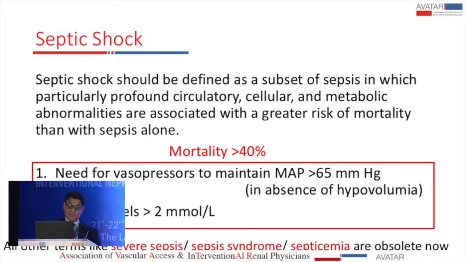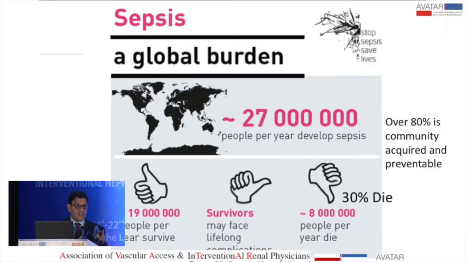Now, what is septic shock? Septic shock was defined as that subset of patients of sepsis who have 2 of these criteria. That means, 1, a need for vasopressors to maintain a mean arterial pressure of over 65, and 2, lactate levels of more than 2. If these 2 criteria are fulfilled, he can be classified as septic shock. Present day, there is no place for terminologies such as severe sepsis, sepsis syndrome, or septicemia. These are today obsolete terms.